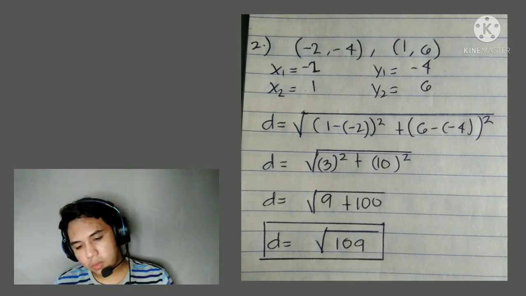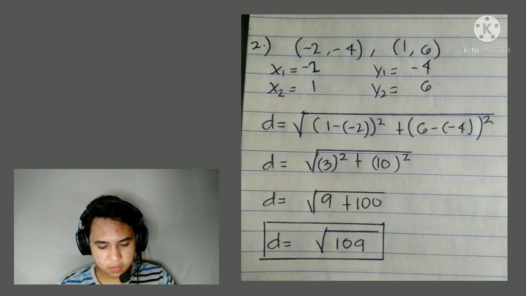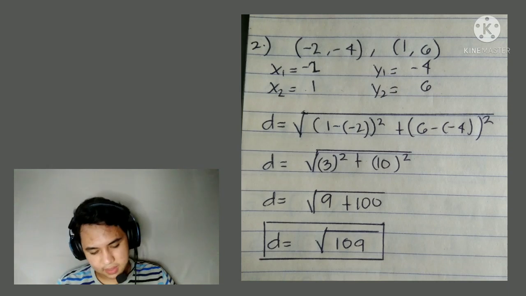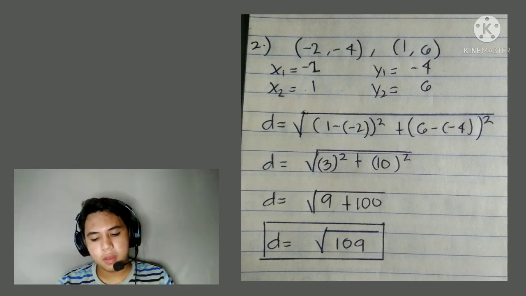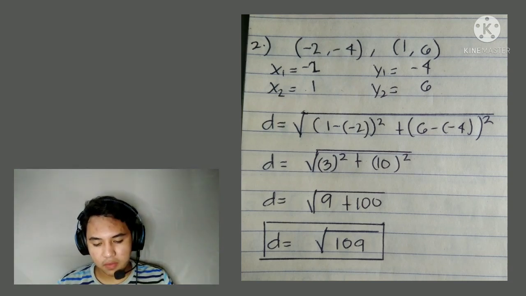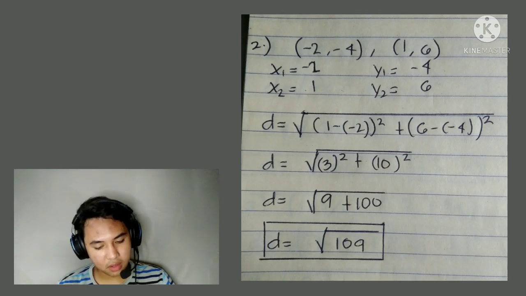So number 2, we have now here the points, which are (-2, -4) and (1, 6). So we are going to do again the same process. So our x sub 1 is equal to negative 2, and our x sub 2 is equal to 1. And our y sub 1 is equal to negative 4, and our y sub 2 is equal to 6. So now we are going to use our distance formula.